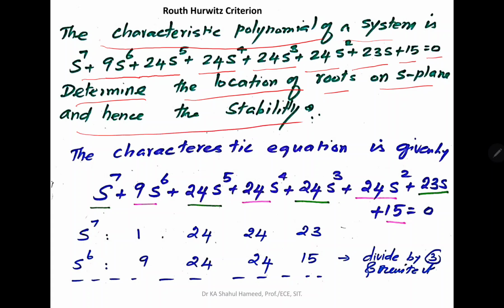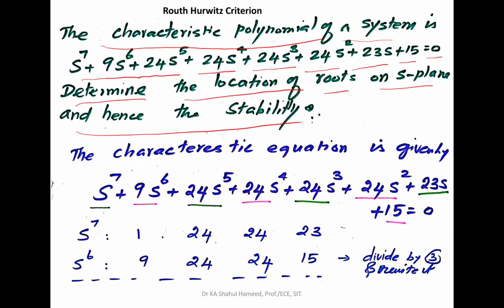So they have given a characteristic equation. We need to find the location of roots on S plane, and then we have to conclude about the stability of the system. So for this we are going to use Routh criterion. We are going to form a Routh array in order to find out the stability of the system.